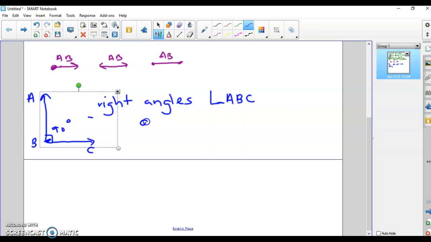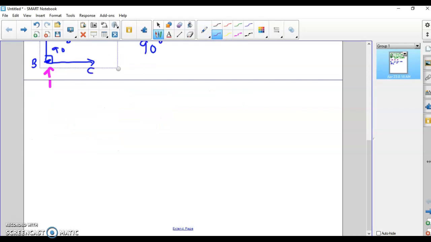Right angles always form 90-degree angles, and the square tells you that this angle is 90 degrees and can be classified as a right angle. There are three more angles that we need to talk about that are different than a right angle. The first one I'm going to start with is an acute angle.